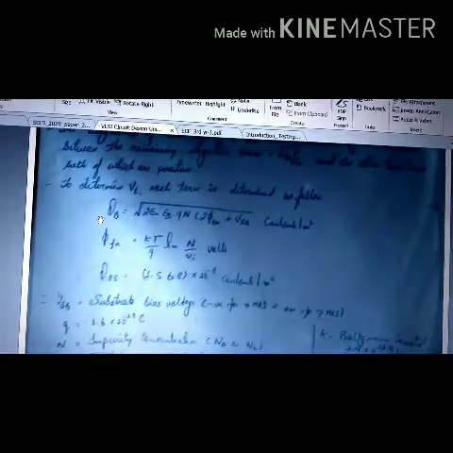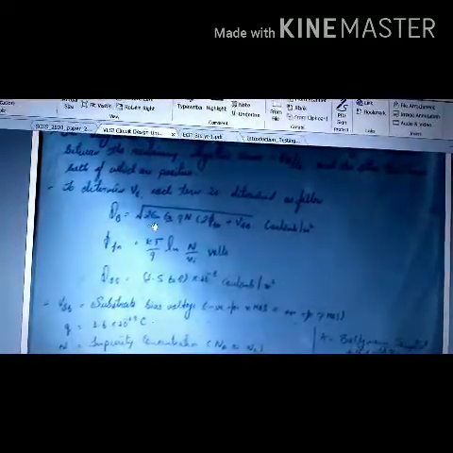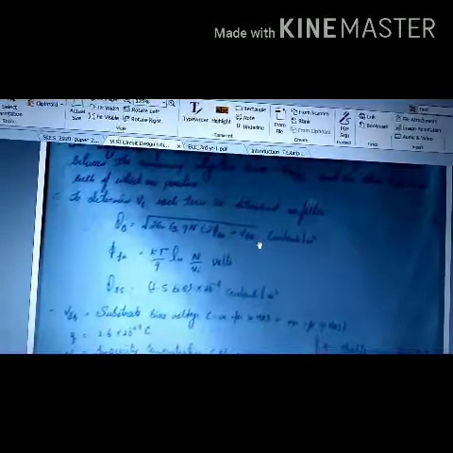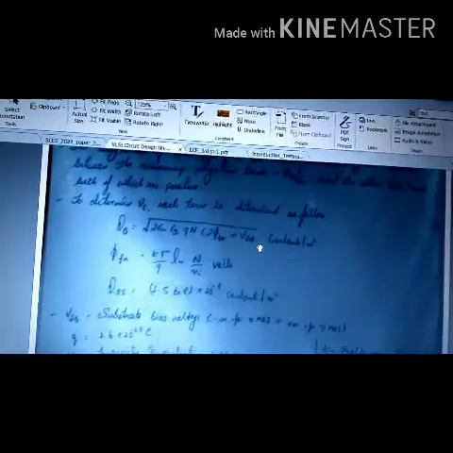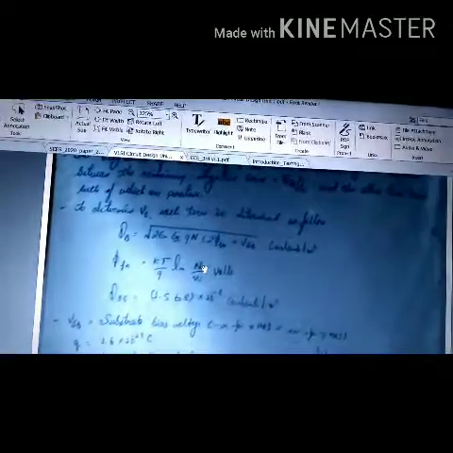So Qb, that is the depletion charge, can be calculated as root of 2 epsilon naught epsilon Si q N (2 phi Fn plus Vsb). This is in Coulomb per square meter. Phi Fn is kT by q ln N upon Ni volts.